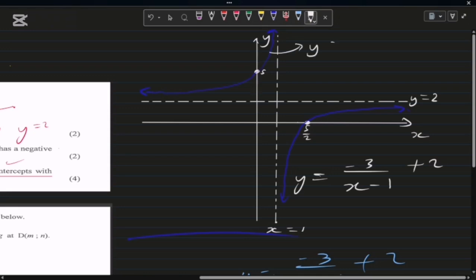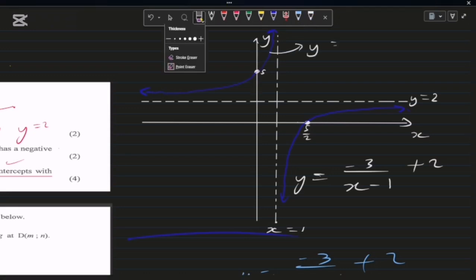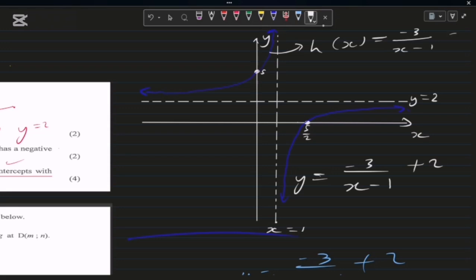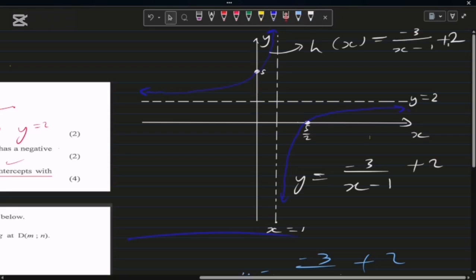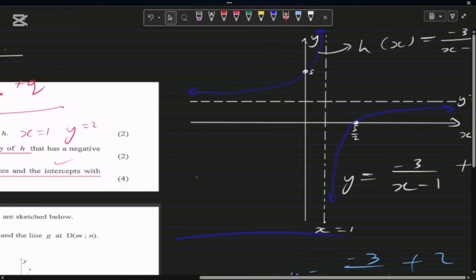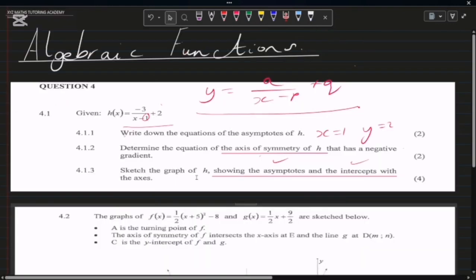So this is y, they called it h of x. So let me call it h of x. H of x is equal to negative 3 over x minus 1 plus 2. Okay, so this is h of x, and we are done with the sketching of h of x. So that was a question.